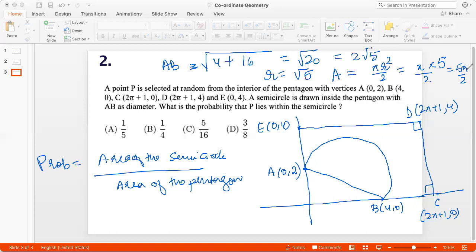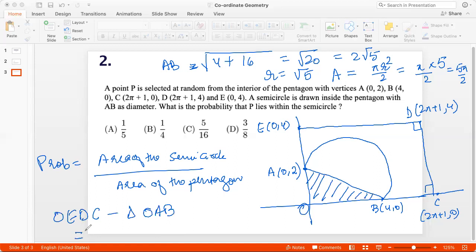Now what is the area of the pentagon? The area of the pentagon will simply be, let's say this is O, the rectangle OEDC minus the triangle OAB. Because if you look at the rectangle OEDC, and then you have this triangle, if you subtract them, you get the area of the pentagon.